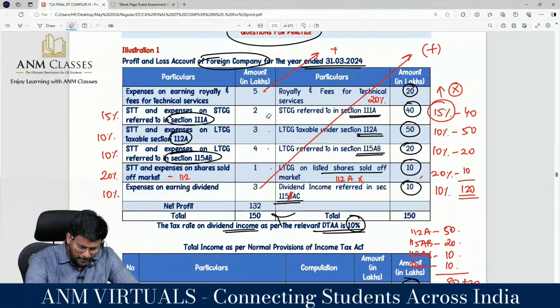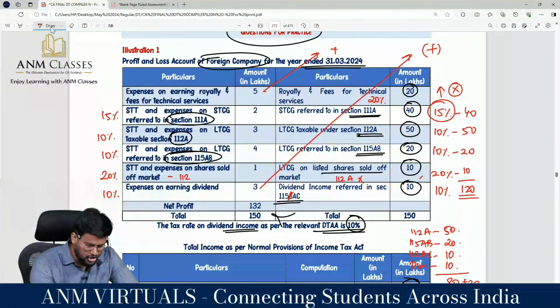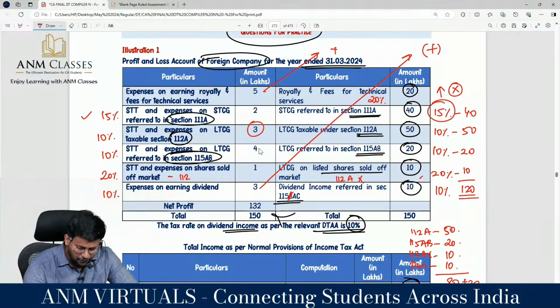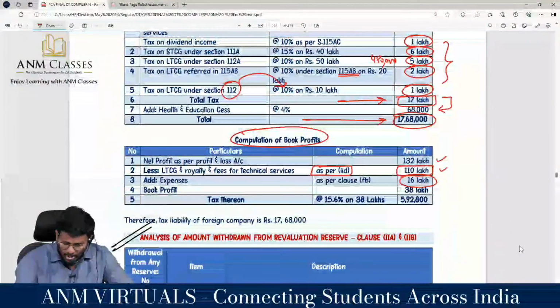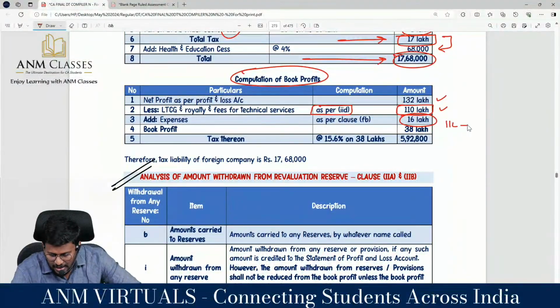This short-term capital gain at 15%, I will not touch it because it is the same as the MAT rate. But this 3 lakh I will add back. This 4 lakh I will add back. So 7 lakh plus NSR 1 lakh, I will add back 8 lakh. And expense on earning dividend, 8 plus 3, totally how much lakhs? This 11 lakhs I will add back.